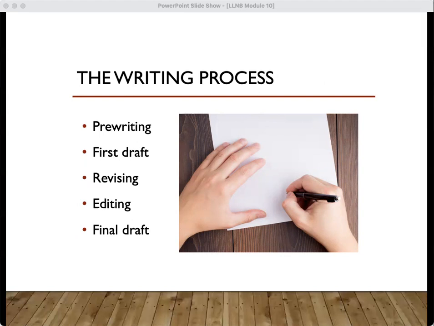So let's take a look at pre-writing. This is the first step in the writing process. In it, learners decide what to write about and brainstorm their ideas. This is probably the most important step in the writing process, but it's also often the step that teachers and learners pay the least attention to.